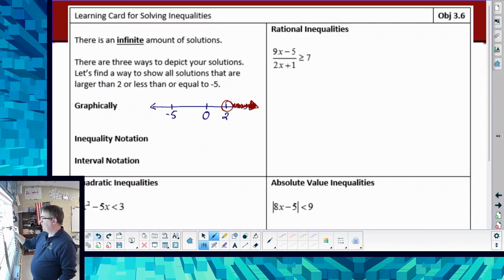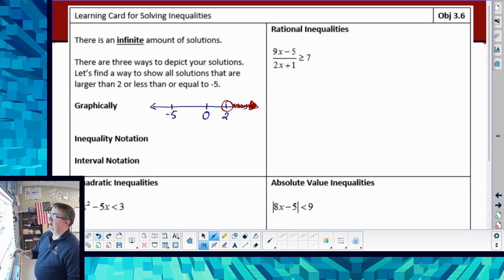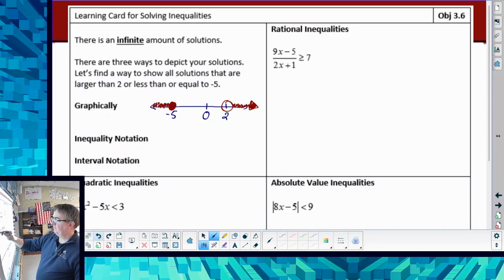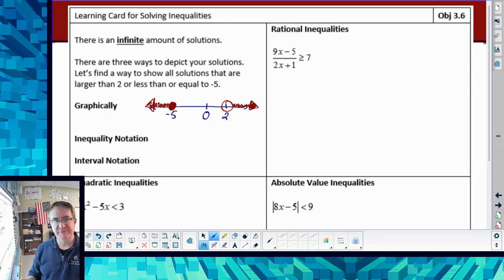Now again, remember open circle, because that's going to go through, and that means that it's larger than 2. 2 is not included. And then it says less than or equal to -5. So at -5, it's going to be a filled in dot, and I want to be less than that. And I'm going to go that direction. Okay, so there's my graph.